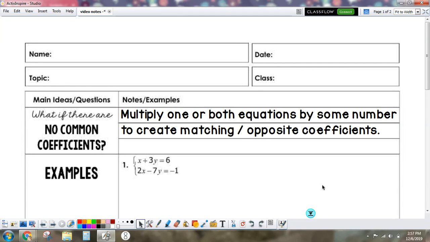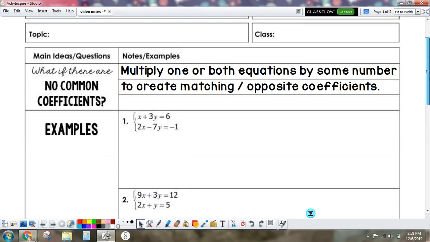So it doesn't matter if they match or if they're opposite, whatever you prefer. I'm going to go with whatever I feel like at the time. Typically, I like to try and make them opposite, but if it's easier to make them the same, it's up to you. So let's look at some examples.